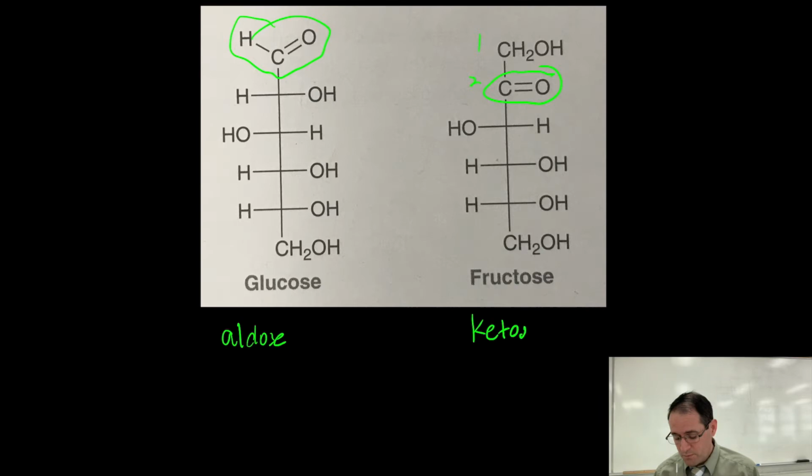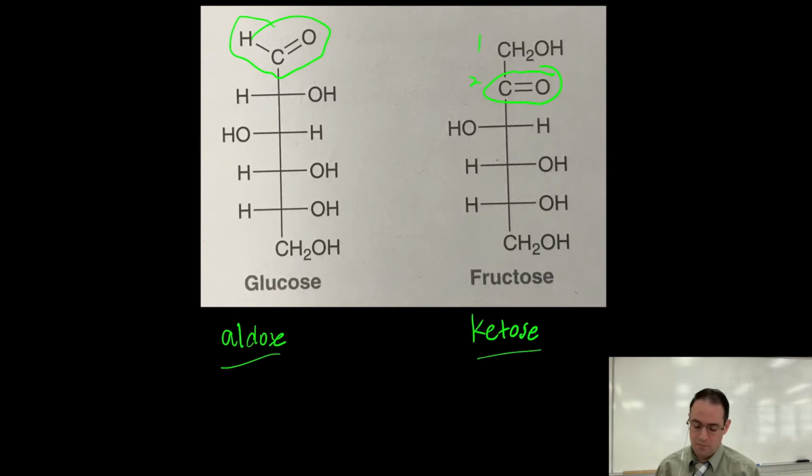A ketose, okay? All of the sugars end with ose, okay? Whether we're talking about glucose, which is a simple monosaccharide, or sucrose, which is a disaccharide, okay? So everything ends in ose. So aldoses contain an aldehyde and ketoses contain a ketone.